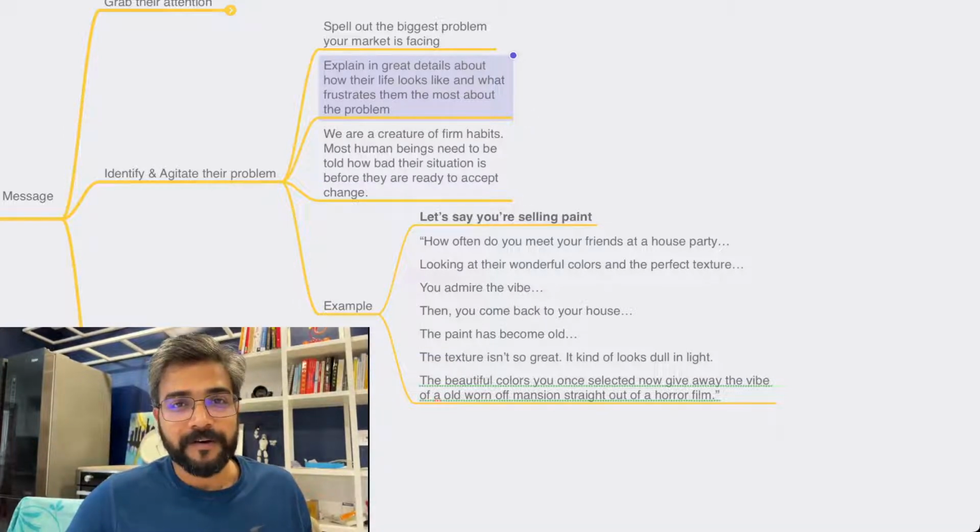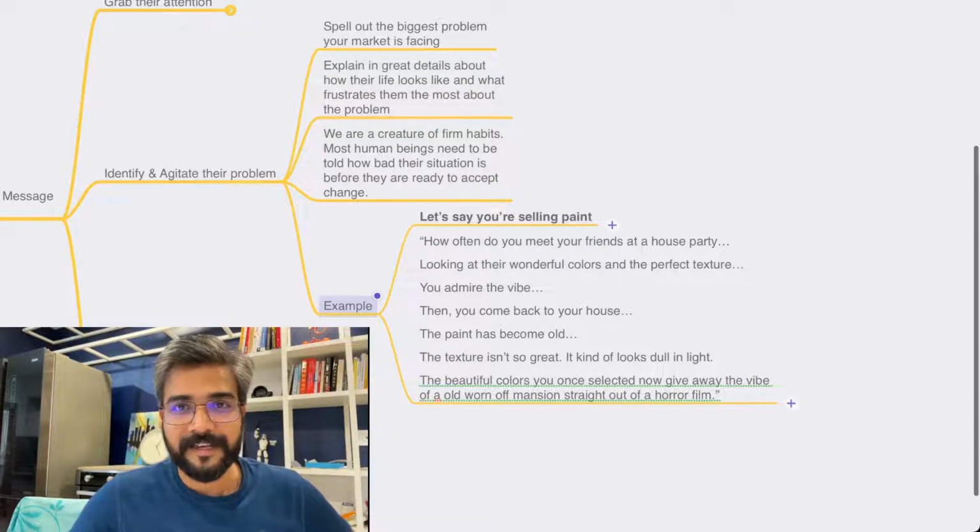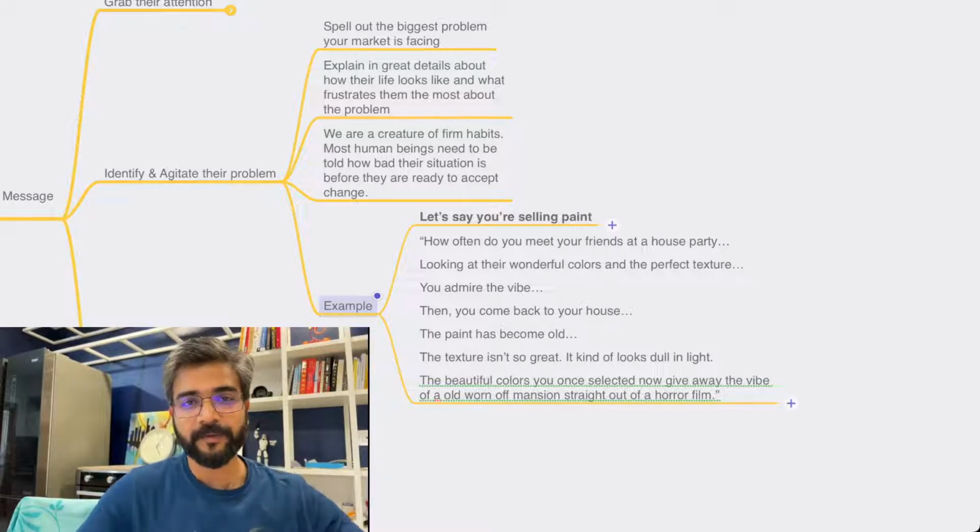And why is it important? Because we human beings are creatures of firm habits. And the majority of us need to be told how bad the situation is before we are ready to accept the change. Now, I have a very simple example that you can use if you are selling anything, right? I'll also show you some of my sales pages, how I have crafted the beginning part of the message.